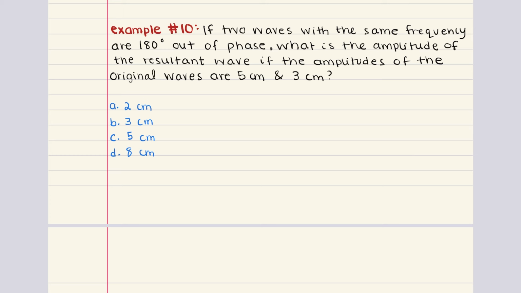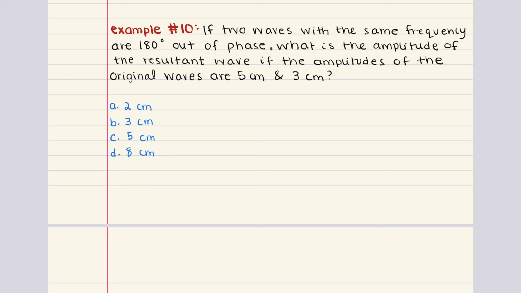When two waves are out of phase by 180 degrees, one wave's peak aligns with the other wave's trough, and vice versa. So in this situation, the waves are going to interfere destructively, meaning they're going to partially or completely cancel each other out depending on their amplitudes.